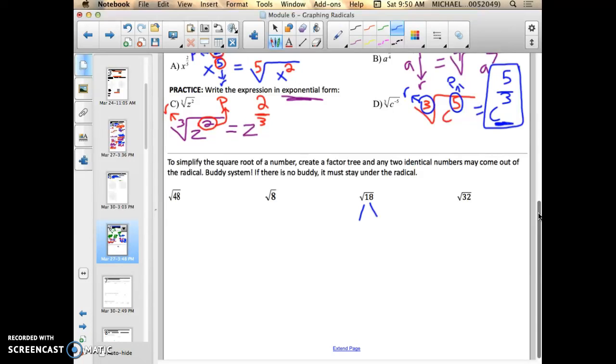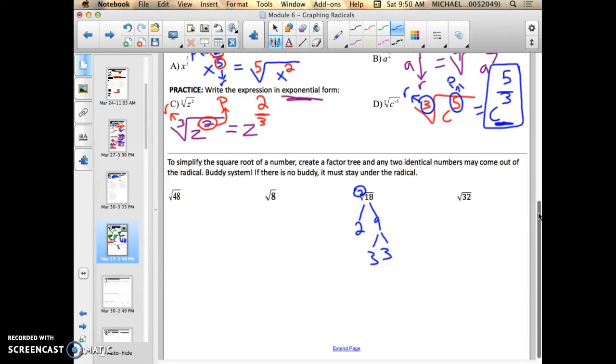So again, to break these down, this is review. This is from Module 2 as well. I have to look for pairs because it is the square root. Whatever number is here is the number I need to look for pairs, or for the same kind, to come out of the radical. All right, so I'm going to break this down to 2 and 9, just factors of 18. 18 divided by 2 is 9. 2 is a prime number, so that's good. And then 9 breaks down to 3 and 3.